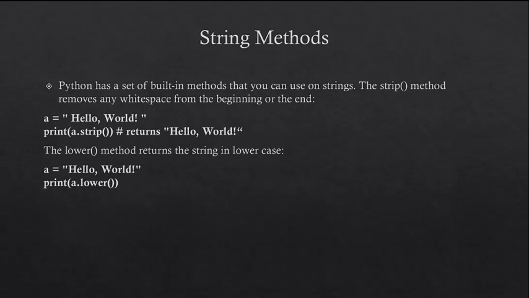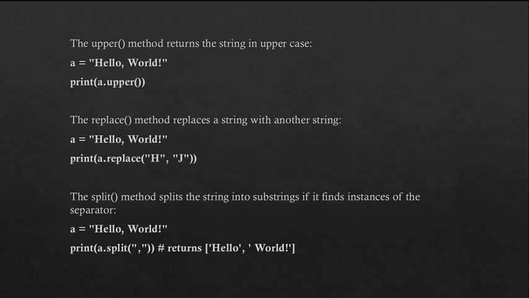And now the lower method will return a string in lower case. In this case, hello world will be printed in lower case, h with lowercase and w with lowercase, and all of them are lowercase now. Of course, the upper method will return a string in upper case. In this case, the a variable will be printed with all upper case, even those letters that aren't. For example, the a variable is e, l, and o; r, l, d will all be upper case.